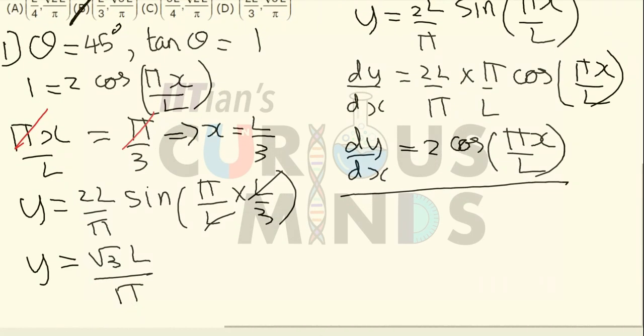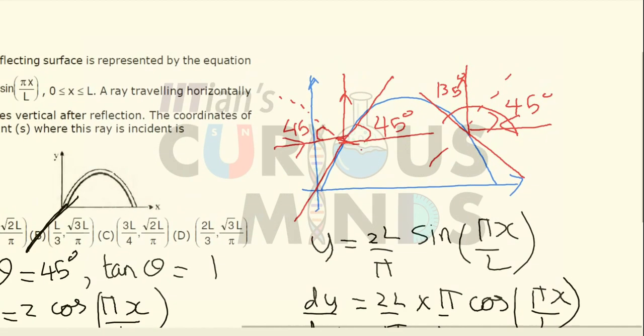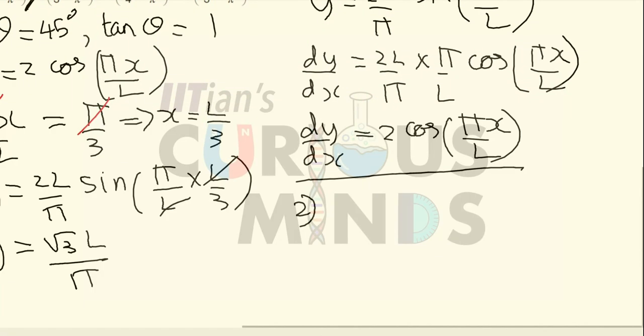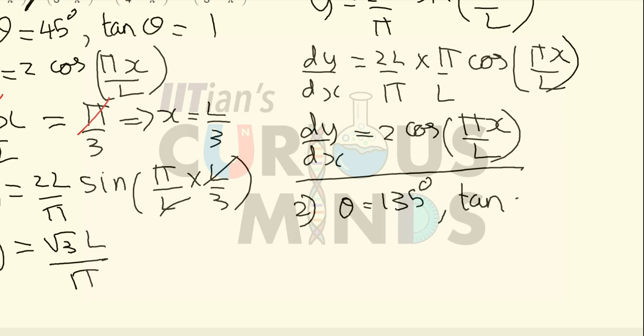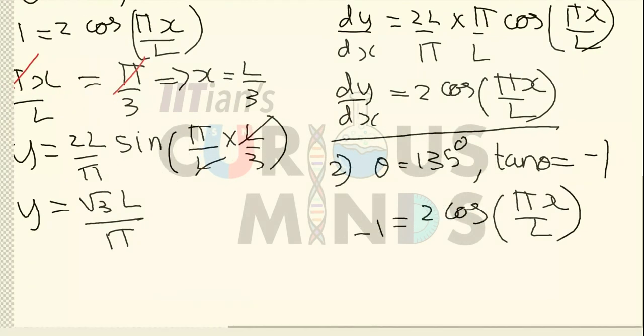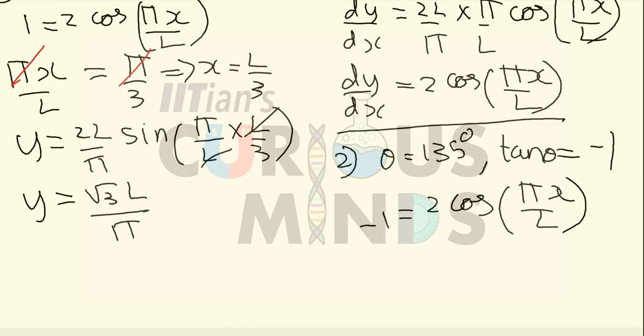Let us find out the second answer, when the angle is equal to 135 degrees, as I have specified here. So theta is equal to 135 degrees. So tan theta will be equal to tan 135, which is equal to minus 1, since it lies in the second quadrant. So minus 1 is equal to 2 cos pi x divided by l. Let us substitute the same thing. So cos pi x divided by l will be equal to minus half.